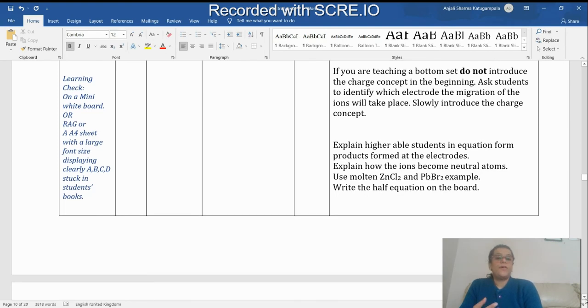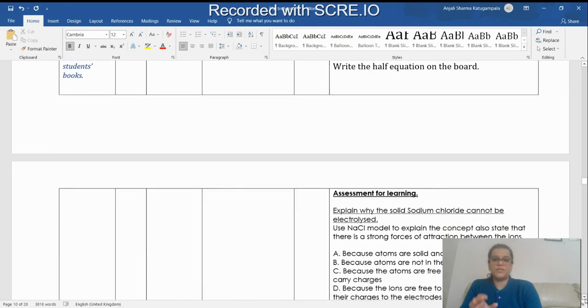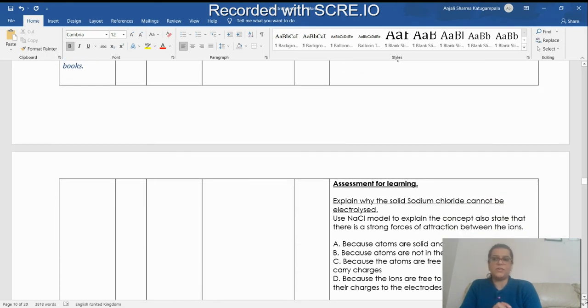For higher ability students, you will have to teach half equations. There will be a couple of higher level students in your class, so you will be teaching half equations. I have included what I'm going to do with half equations with my students. It's on my slide work also and in the lesson plan.